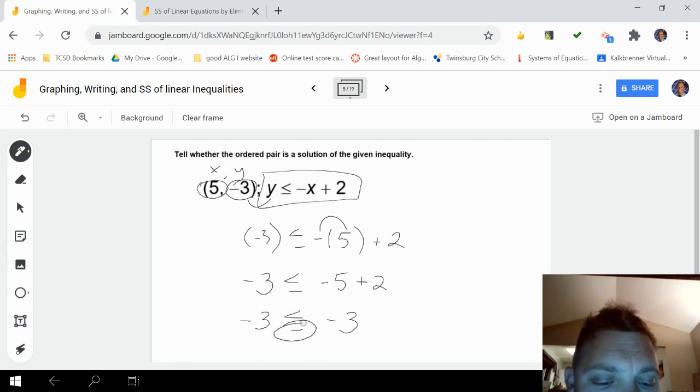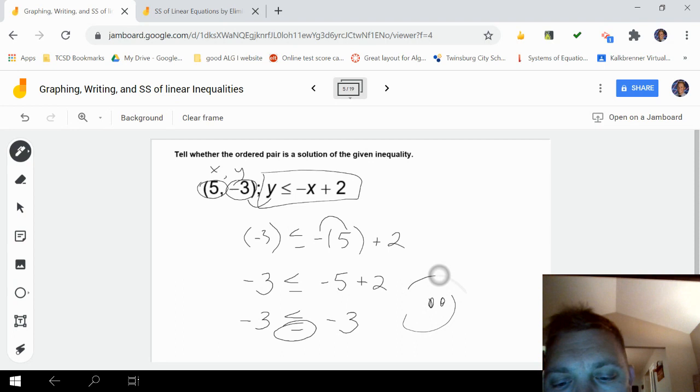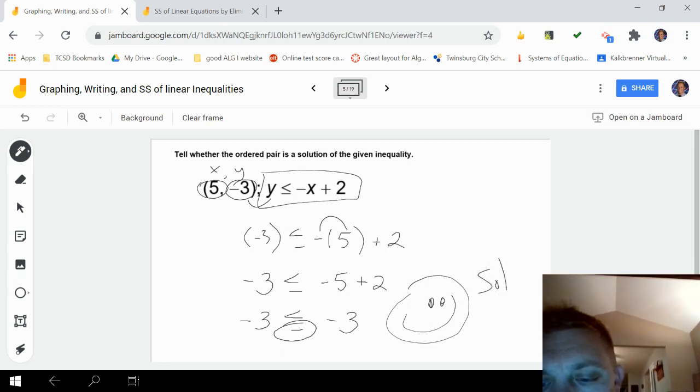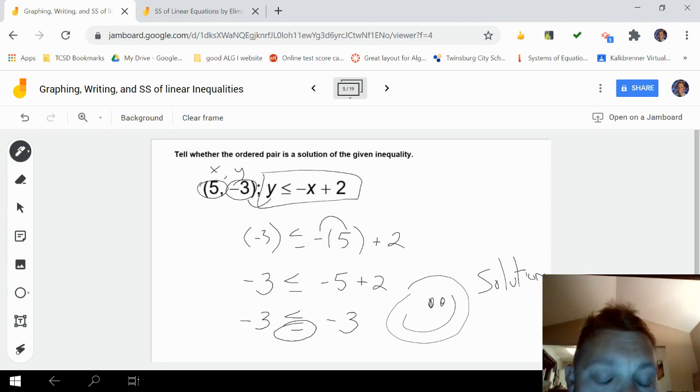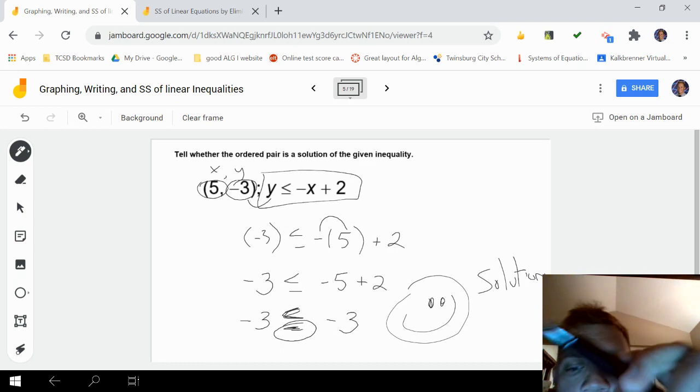Because this equal to is there, this is indeed a solution. So that would be in the solution set, because negative 3 does in fact equal negative 3, because remember there's two cases here. It's either less than or equal to that number. All right, so this is a solution.